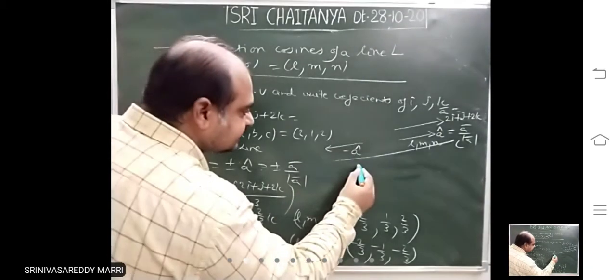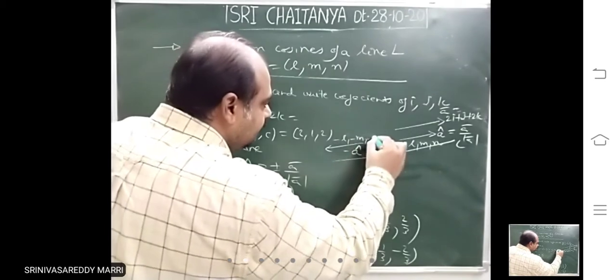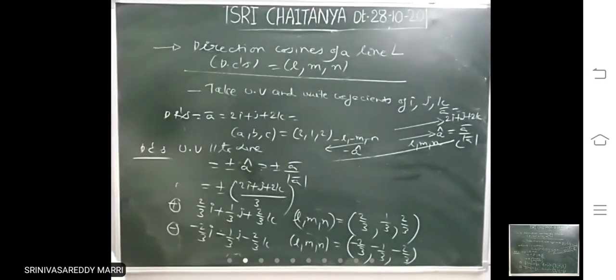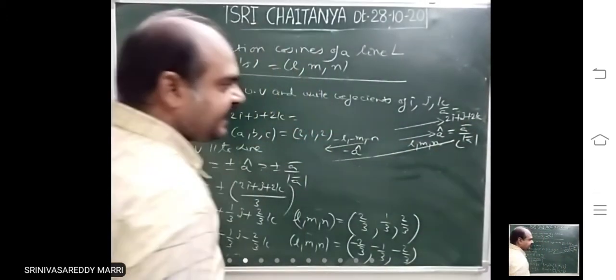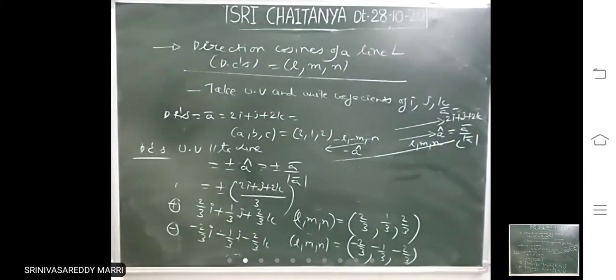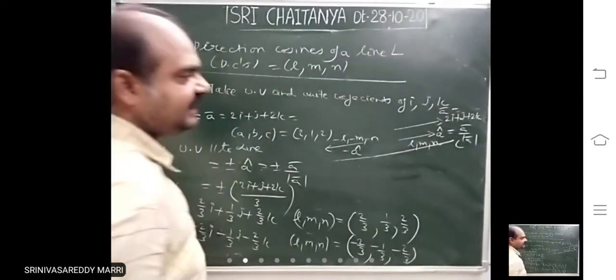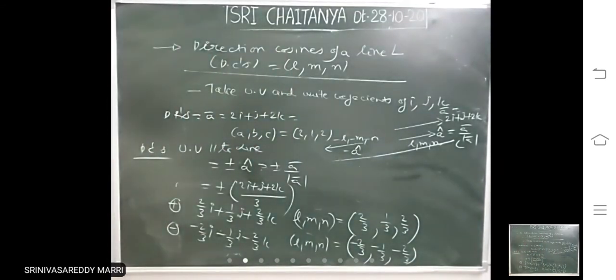In the opposite direction you will get minus L. If in this direction it is LMN, then in that direction you will get minus L, minus M, minus N. That means both directions are given by unit vectors. If the direction is given by a vector, then they are called DRs. If the direction is given by a unit vector, then they are called DCs of that line. Just simple.